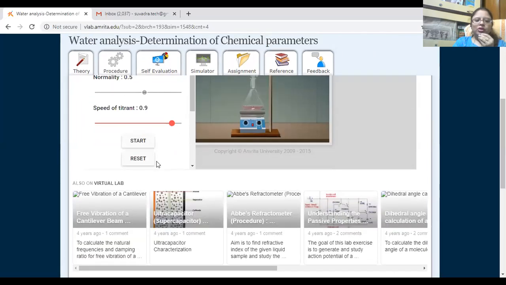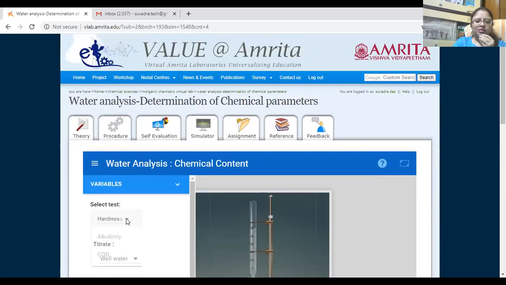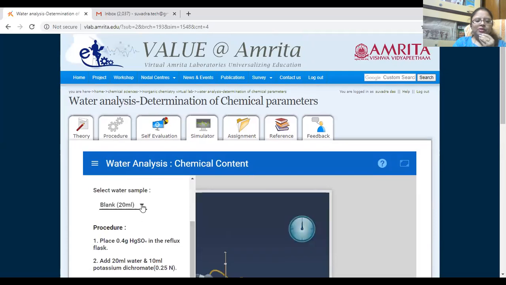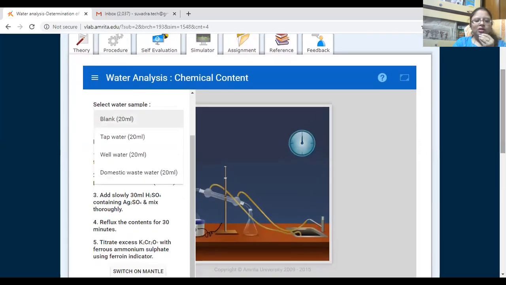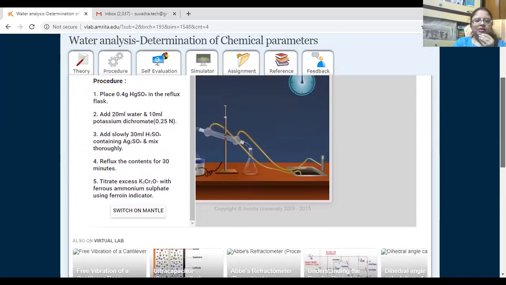Again we have to set the parameter. We will reset the parameter. Again we will select COD. Now in place of blank, you can choose tap water or well water or domestic wastewater. I am choosing here domestic wastewater. All the reactants are the same: mercuric sulfate, potassium dichromate, silver sulfate. You are adding sulfuric acid, mixing thoroughly, and switching on the mantle.